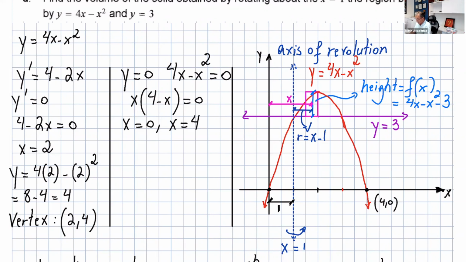Now, what's our goal? Our goal is to find the radius. What is the radius? The radius is from the middle of the rectangle to the axis of revolution. So as you notice, this distance is always x. From the middle of the rectangle to the y-axis is x, but what we should do is take that 1 out, because we only need that distance, not the whole thing. So this is our radius here, and that's x minus 1.